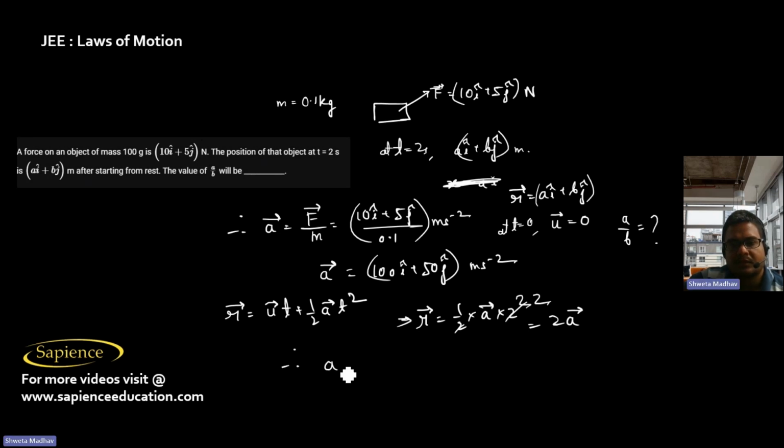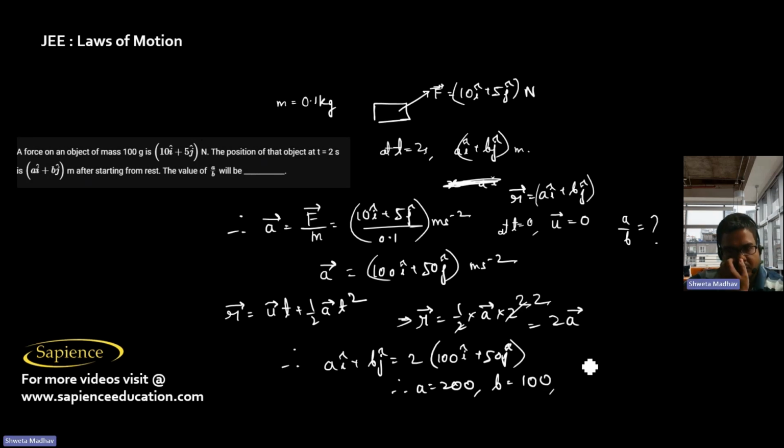Now therefore r vector, that is a i cap plus b j cap, is equal to 2 times vector a, that is 2 into 100 i cap plus 50 j cap. So from here we can say therefore a equals 200 and b equals 100. So therefore a by b will be equal to 2. So the answer is 2.